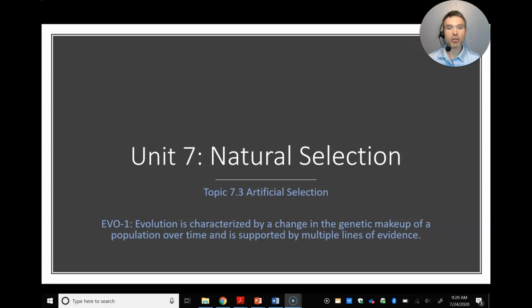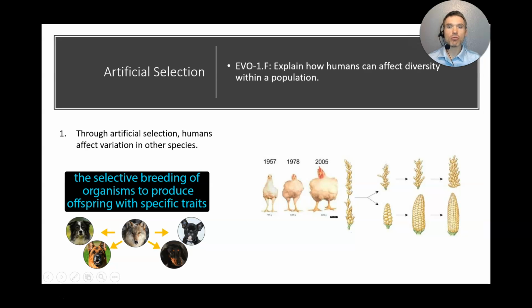So in today's video, it is entitled Topic 7.3, Artificial Selection. Now in the previous videos, we focused on natural selection, the phenomenon introduced by Charles Darwin, in which the population is selected based upon environmental factors. Artificial selection, or selective breeding, is the process of mating organisms to produce offspring with a specific trait. Now this is very prominent in our agricultural industry.